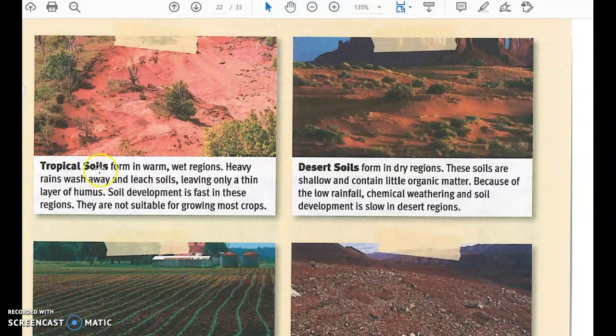So here we're looking at tropical soils. So these form in wet regions. Heavy rains wash away and leach soils, leaving only a thin layer of humus. Soil development is fast in these regions, but it's not suitable for growing most crops. Desert soils form in dry regions. These soils are shallow and contain little organic matter. Because of the low rainfall, chemical weathering and soil development is slow in desert regions.